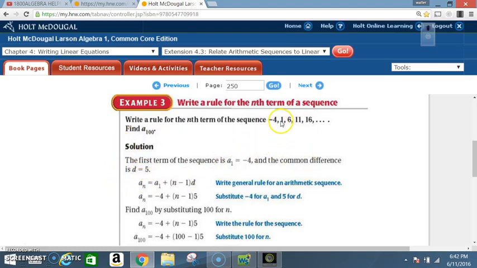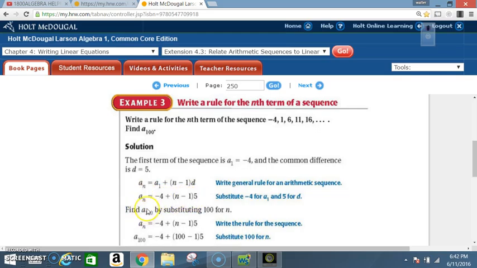1 minus a negative 4 is 5, 6 minus 1 is 5, 11 minus 6 is 5, 16 minus 11 is 5. So we're going to write the general rule for an arithmetic sequence: a sub n is equal to a sub 1 plus n minus 1 times d. Substitute negative 4 for the first term, so in place of a1 we put negative 4, and 5 for d, the common difference we found. So now this is what we have: a sub n is equal to negative 4 plus n minus 1 times 5.